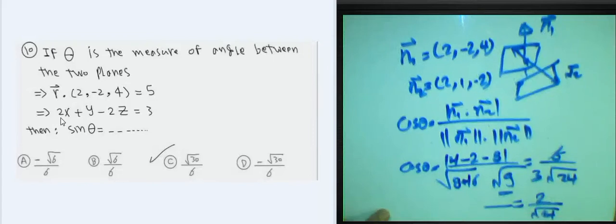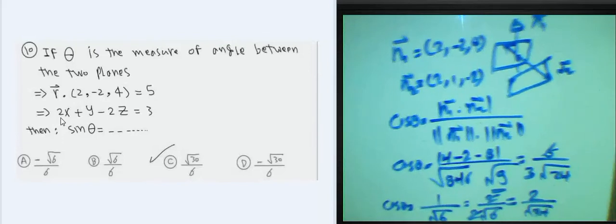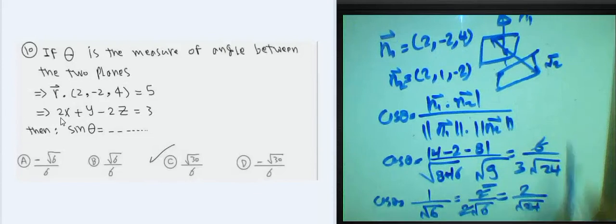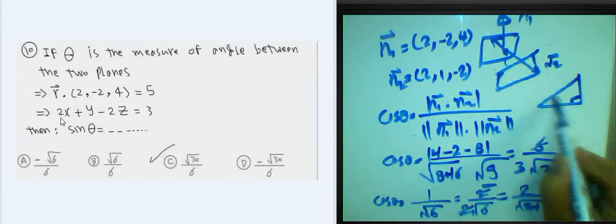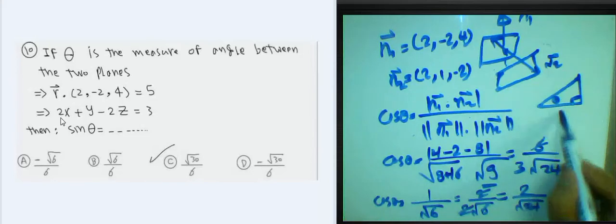We can simplify it here, square root about 24 equal what? Equal 2 root 6. Then we can cancel 2 by 2, then the result will be 1 over root 6. It will be cosine theta, but in this example we want to find sine theta, so you must draw right angle triangle here, and we know cosine theta equal adjacent over hypotenuse, adjacent to 1 and hypotenuse equal root 6.